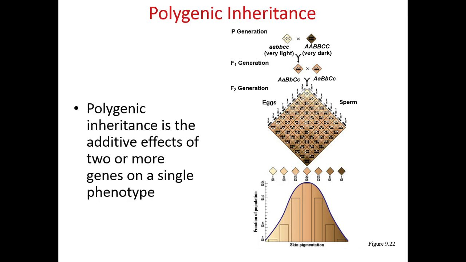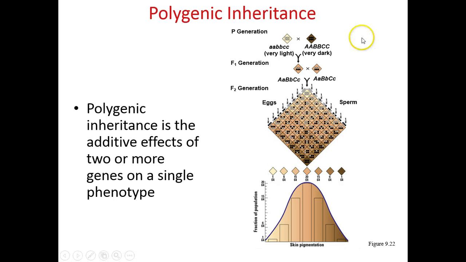Polygenic inheritance is when you have a trait that appears to be continuous. So it's not like you just have two options, tall and short, but you've got all sorts of grades in between. This is also found in skin color. And it's where you have two or more genes that all work together on a single phenotype.